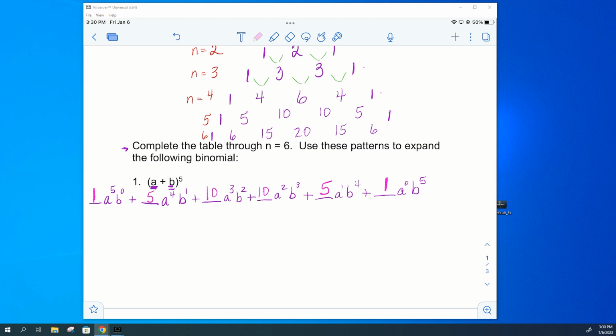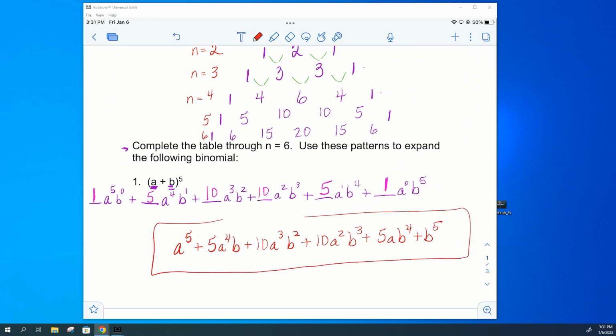Now let's write the final answer, because I don't want you to put b to the 0. And I don't care if you put to the first power. It's not bad if you do. I'm not going to write that. But look how quickly I can expand that out without having to multiply. So this is my final answer that I did very quickly using binomial expansion. Okay?